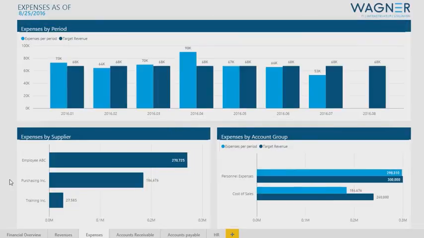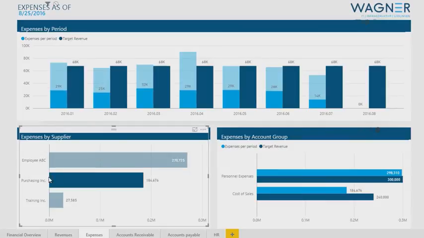Another feature of this page is the ability to view expenses by supplier over time, for example, to see if there are expense outliers by supplier. We can also drill up to see expenses by supplier by quarter instead of month, should that be more relevant for our decisions.